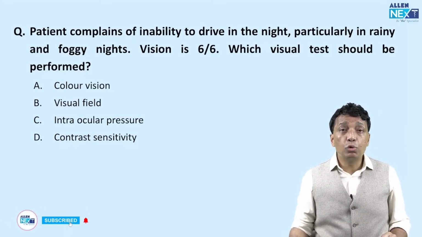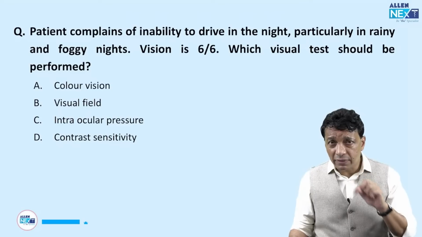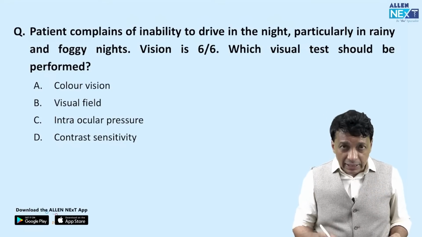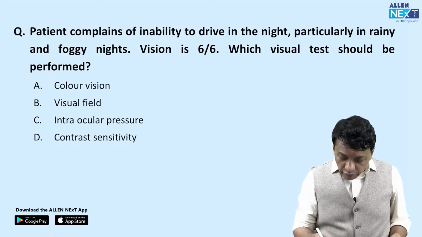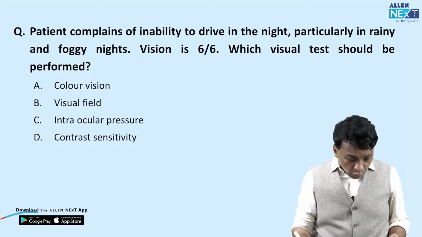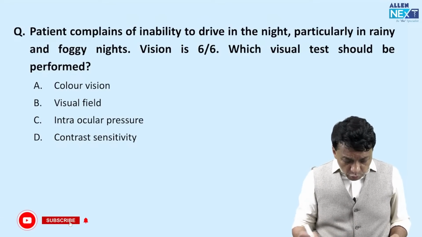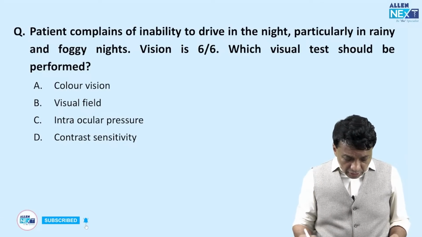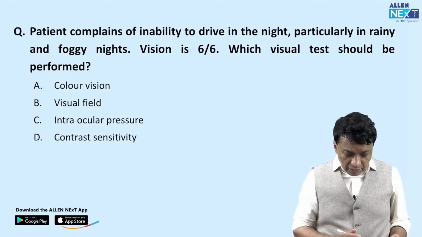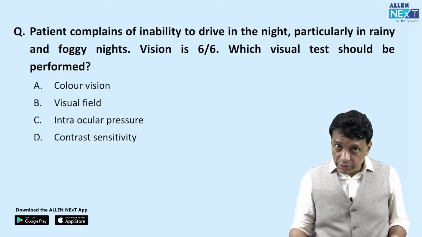Dear me, if he has good vision, why does he have problems driving at night? We shouldn't have, isn't it? But there is. And the problem is, which visual test should be performed here? Should I do a color vision or a visual field, intraocular pressure, and contrast sensitivity? Okay, now here they all seem very good choices to me.